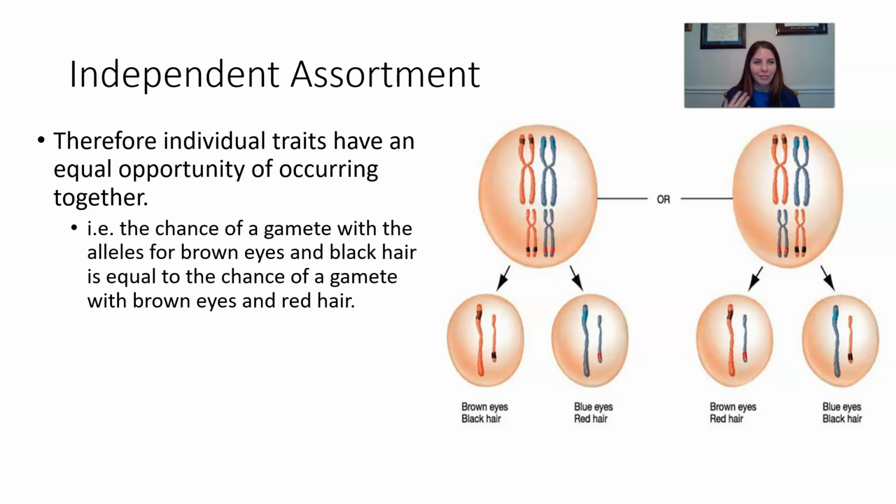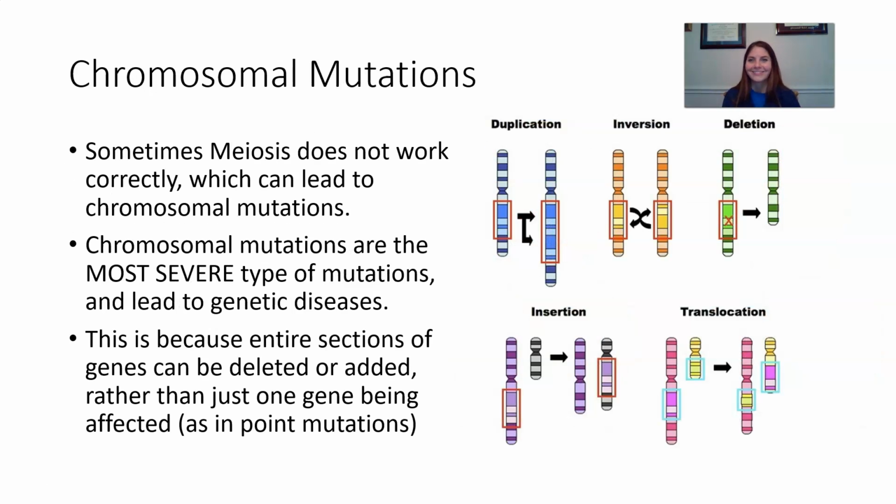So therefore, when referencing independent assortment, traits have an equal opportunity of occurring together, meaning that the chance a gamete will have brown eyes and black hair is the same chance as that organism might have to have brown eyes and blonde hair, and so on and so forth.